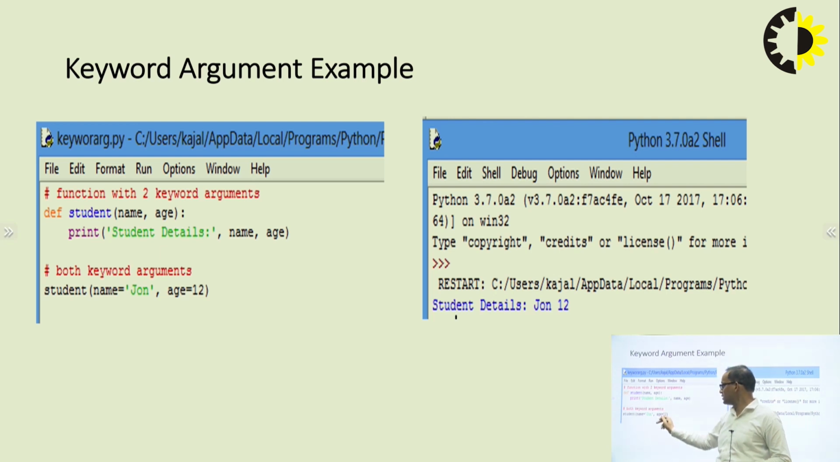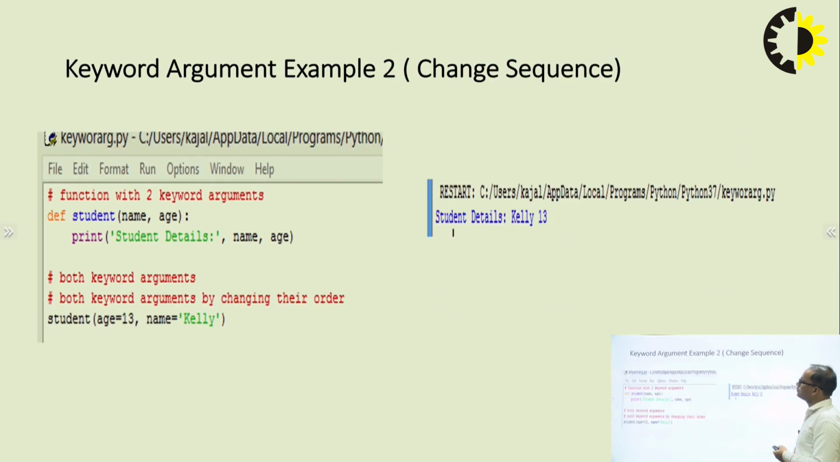Here age is the attribute and the value of the attribute is 12. So at this statement, when the function is called, control will go to where the function is defined, and the statements inside will be executed. Here the value of name will be printed as Zone and the value of age will be printed as 12. So when we execute this statement, Zone and 12 will be the output.